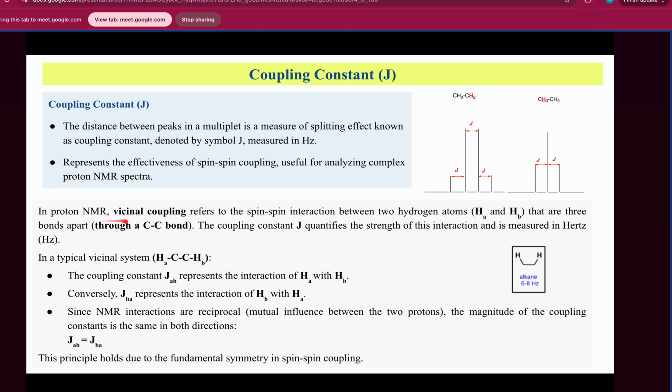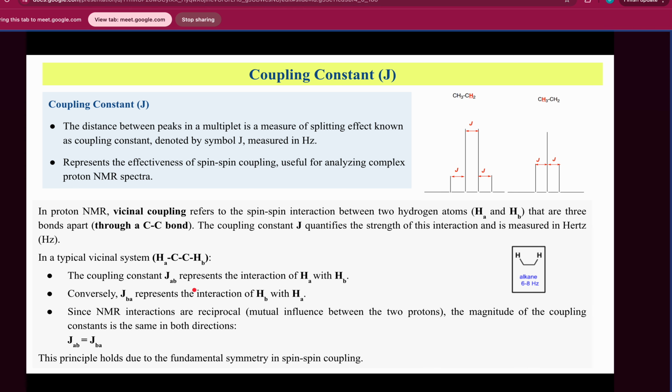Then if we talk about vicinal coupling, it refers to spin-spin interactions between two hydrogens, HA and HB, that are three bonds apart. Till now, whatever we have discussed, we have seen the rule that if the distance is more than three bonds, then that particular proton will not couple the spin. In this case, there is only a three bond distance. That means this hydrogen and this hydrogen are separated by three different bonds, which is known as vicinal coupling. That means adjacent coupling. And J is the coupling constant.